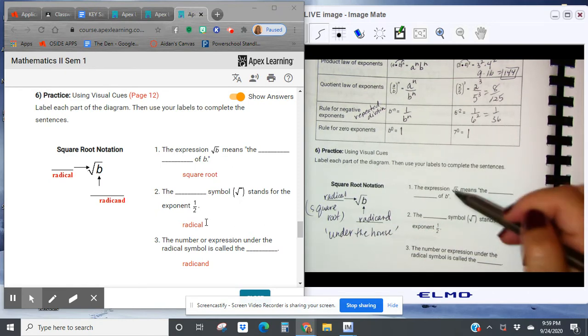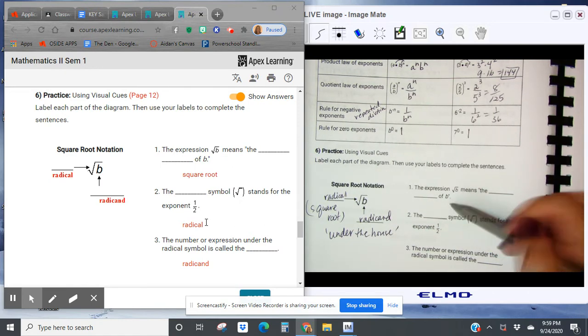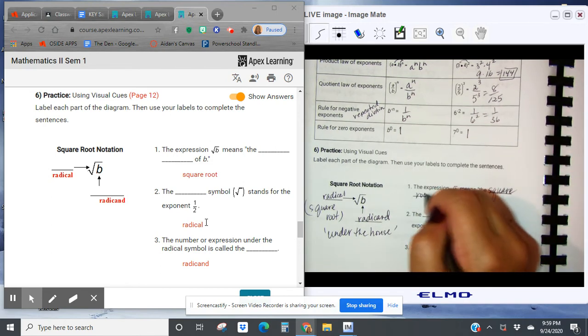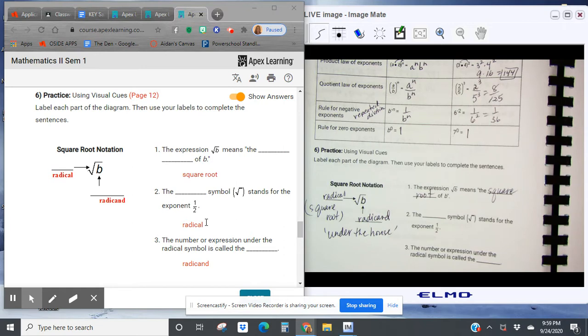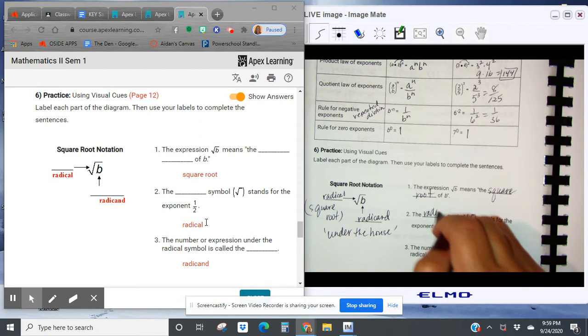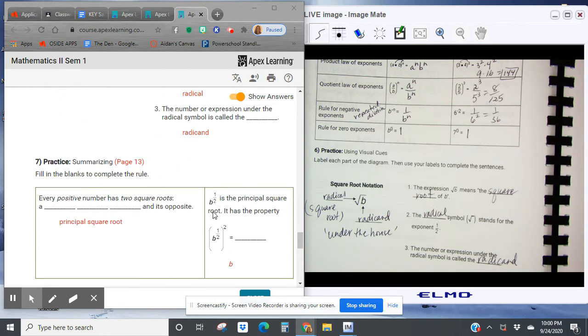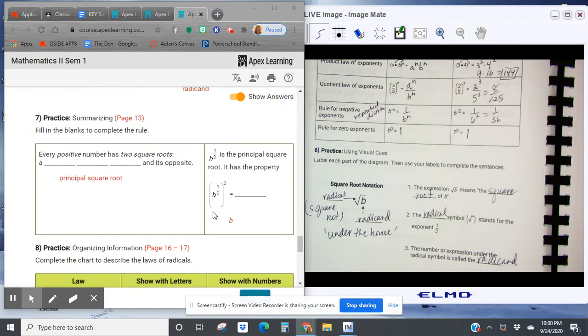The expression root b means the blank of b, or the square root of b, and then the radical symbol stands for an exponent of 1/2. The number or expression under the radical symbol is called the radicand. All right, let's go to the next page and look at some practice.